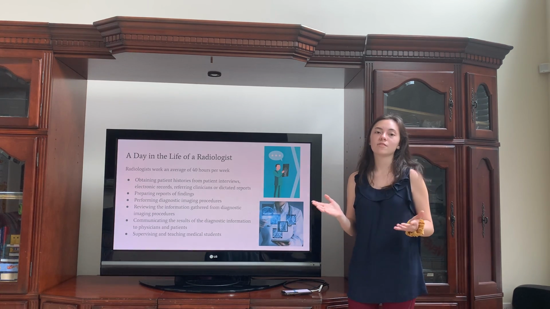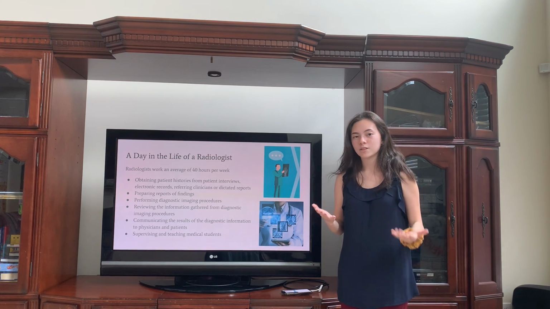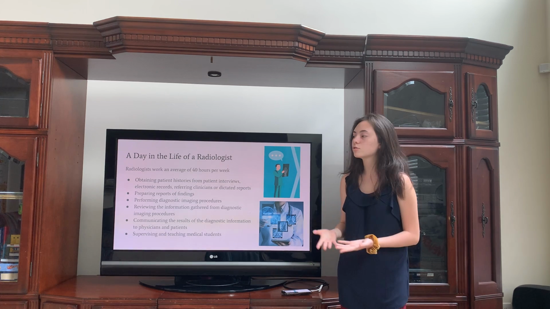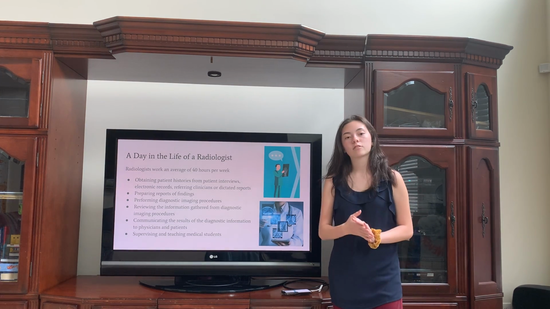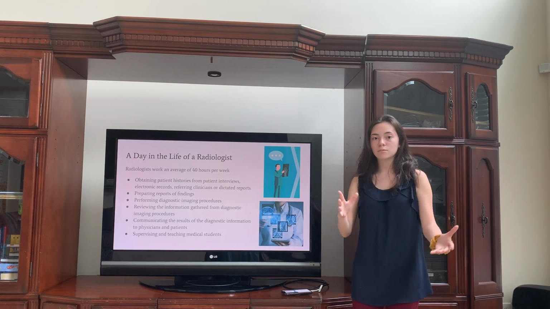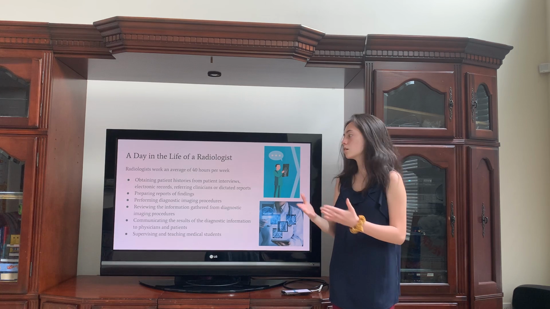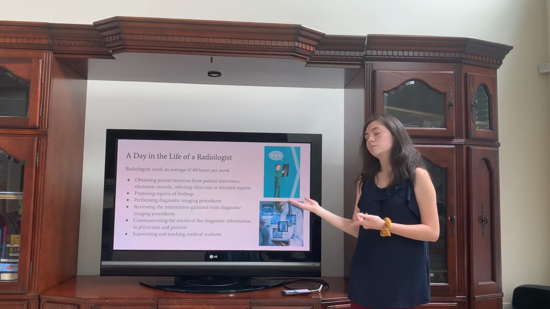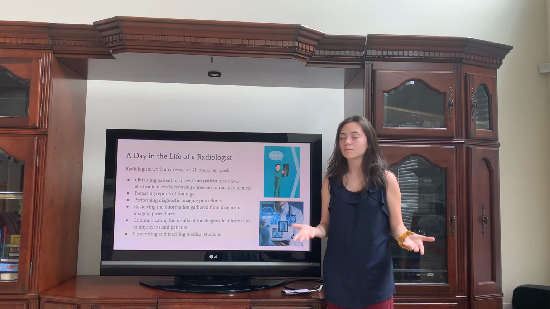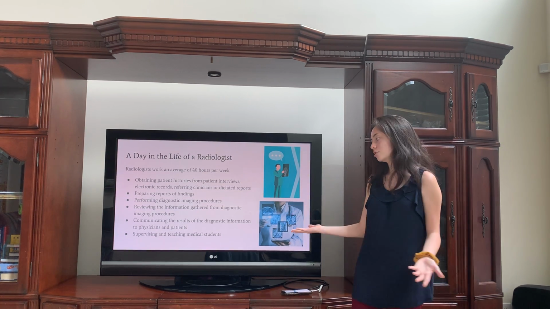A day in the life of a radiologist. Radiologists work an average of 40 hours a week, and that includes obtaining patient histories from interviews or data, preparing reports of their findings. Some radiologists even actually take the images, but most of them will just interpret and diagnose. They also are responsible for communicating the results of their findings to fellow physicians or other patients that may need to know. They can also supervise and teach other medical students.